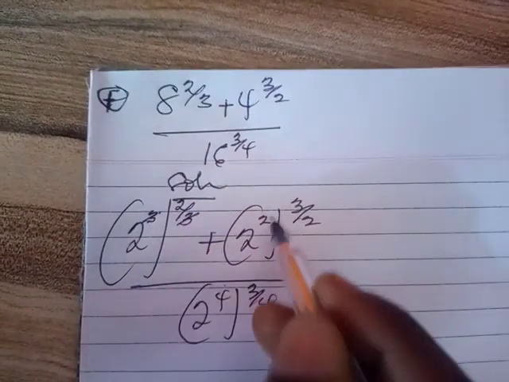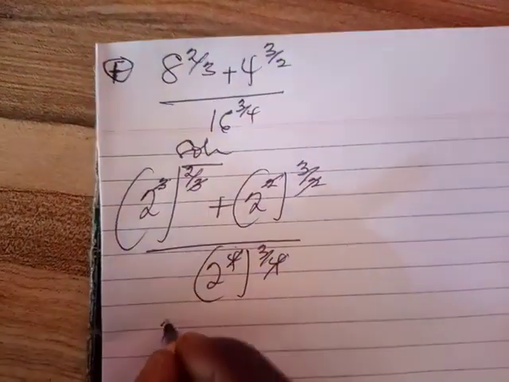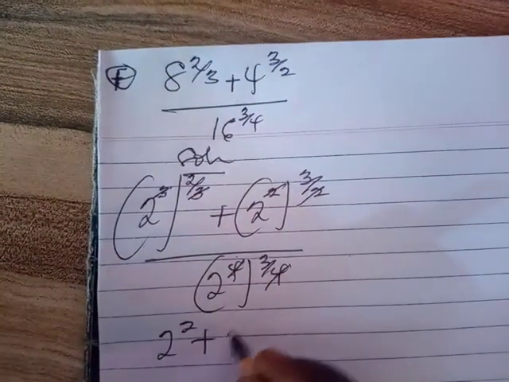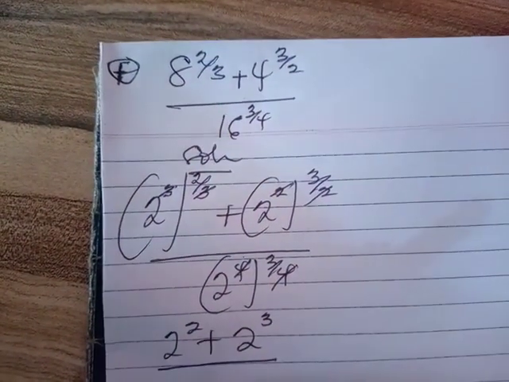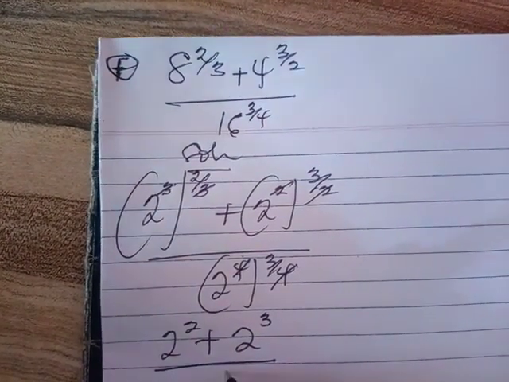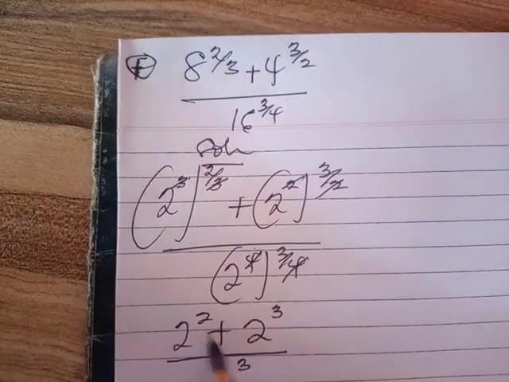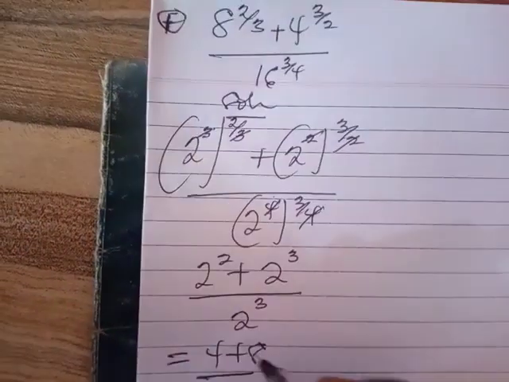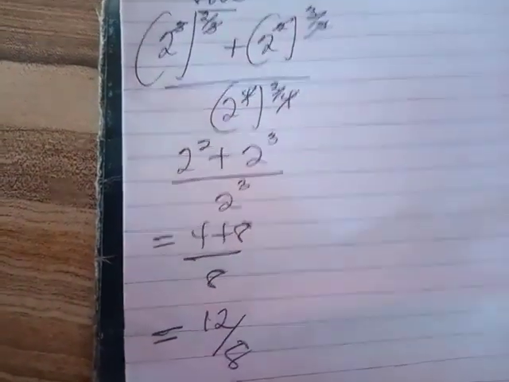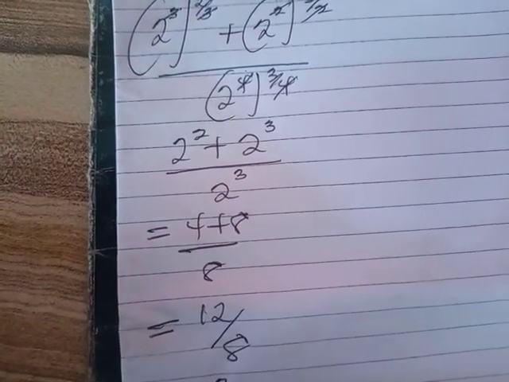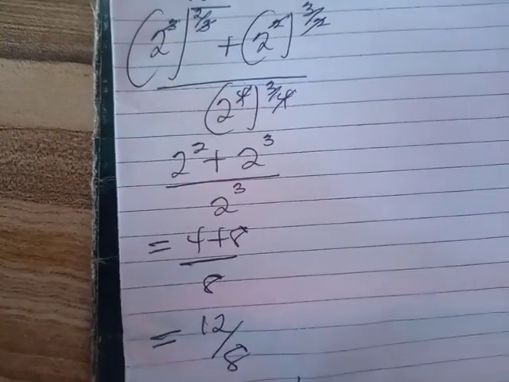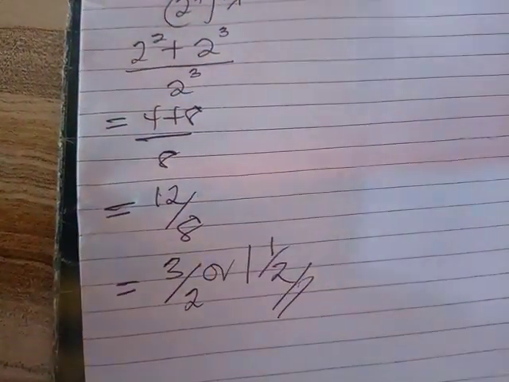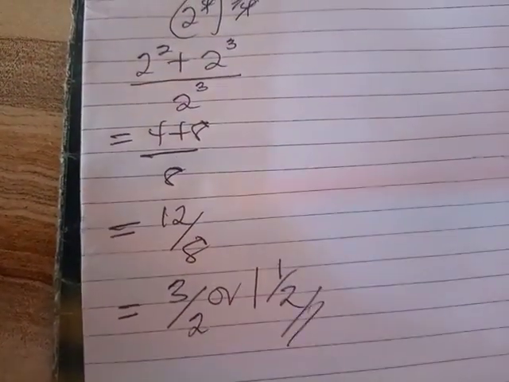Now this will cancel that, this cancels that, this cancels that. So we'll be left with 2 squared plus 2 cube all over 2 exponent 3. 2 squared plus 2 cube, we have 4 plus 8 over 8. And what do we have? We have 12 here on 8. So it's the same as 3 over 2, or 1 whole number 1 over 2, because 4 goes here 3, it goes here 2.